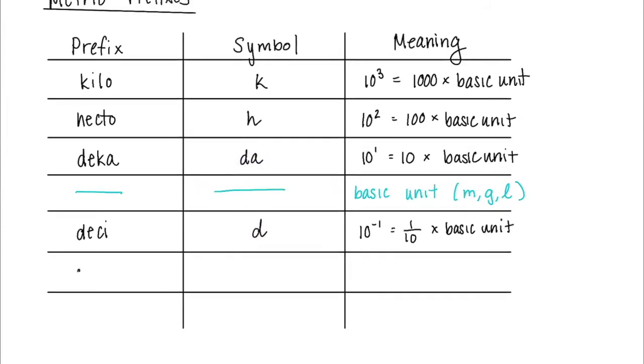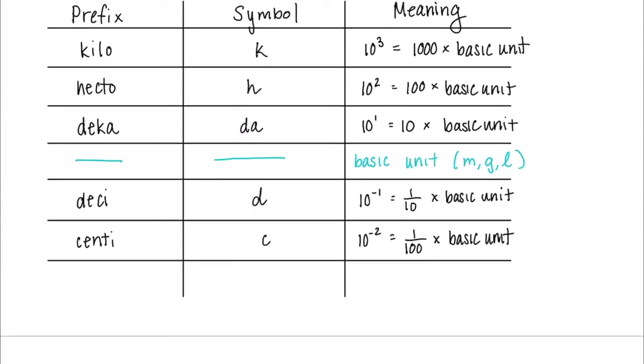Okay. Then we move down to centi, which is a C, so centimeter, which you probably see on most of your rulers. It's 10 to the negative 2 or 1 over 100 times your basic unit. And then finally is milli, which is just an M. And following that same pattern, it's 10 to the negative 3 or 1/1000th times your basic unit.